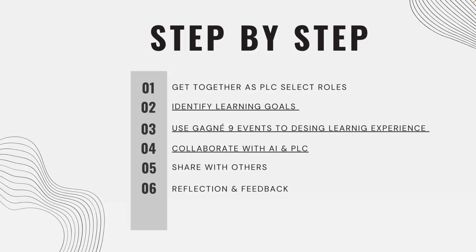You can choose a different model if you want. You don't have to use the 9 events. You can use the 5 E's. You can use design thinking, whatever you want. It's kind of arbitrary, but you want to have that there so the AI knows which structure you're using, and then begin your collaboration with AI and your PLC. If you were in the session together, we would have a time for us to share with each other and give some reflection time and feedback. So that is the gist of our session.